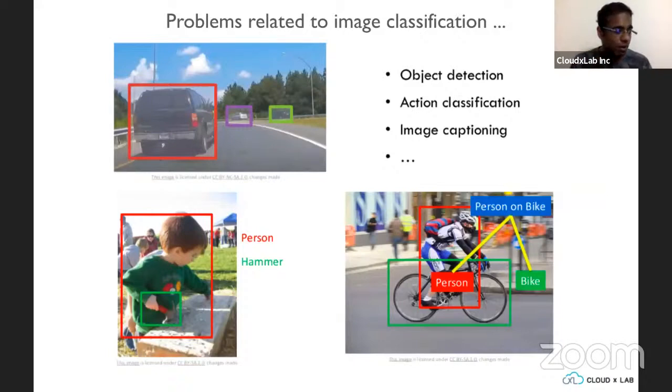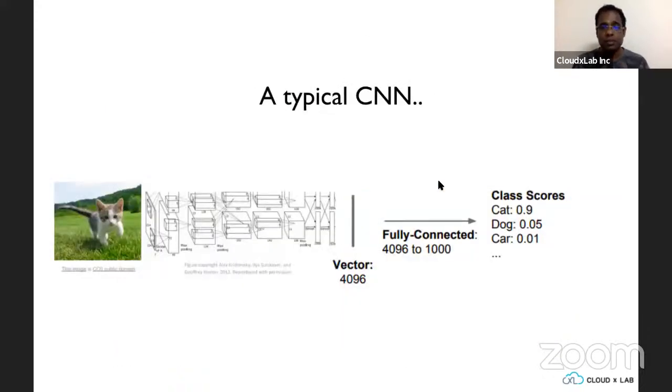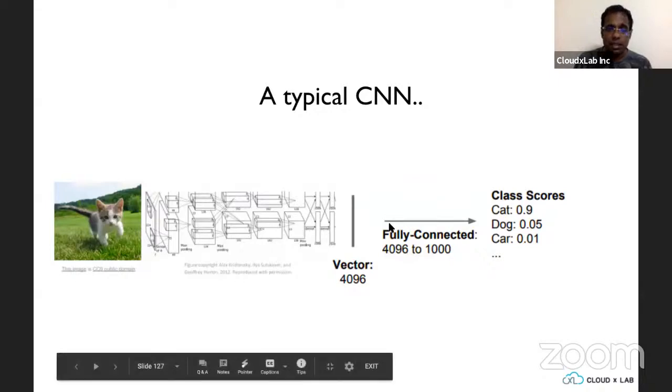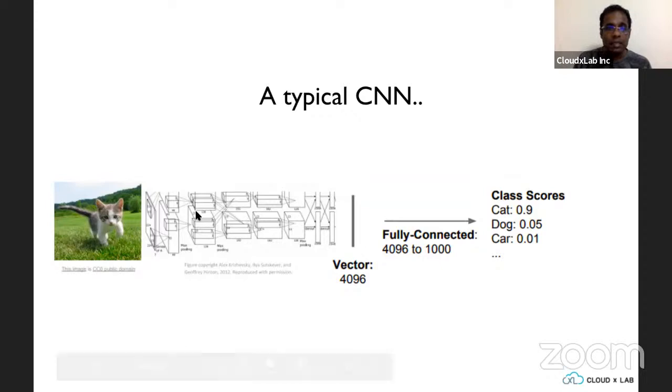Now, problems related to image classification. I'm going to talk about a few of them: object detection, action classification, image captioning. These are problems related to image classification or computer vision. This is a typical CNN for a classification task. You pass the image through and get a bunch of outputs. In this case, the cat has the highest probability, as this image has a cat. That's what you'd want.